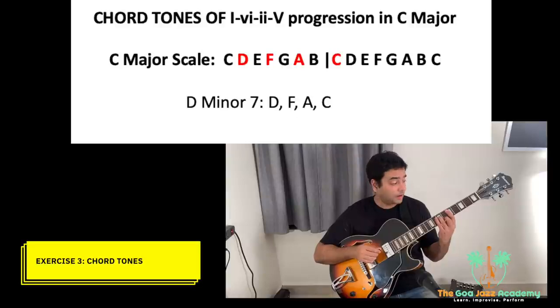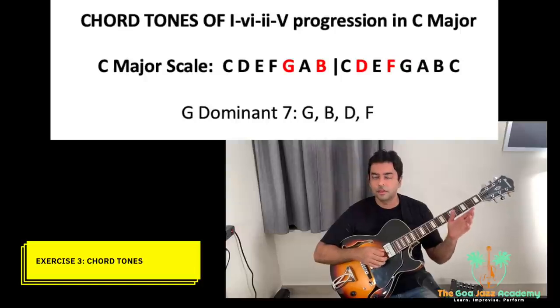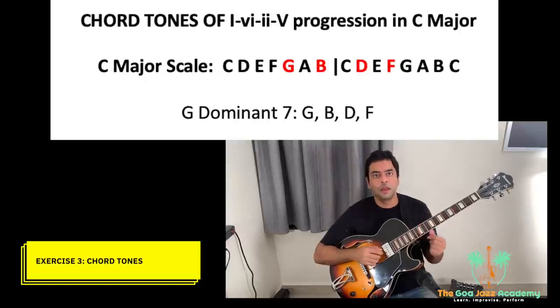D minor में हमारे chord tones क्या हैं? We have D, F, A, C. So the 3rd is F, the 5th is A, and the flat 7 is C. And then G7, we have G, B, D, F, where G is the root, B is the 3rd, D is the 5th, and F is the flat 7. Again, go back to lesson 3 in this series and review chord tones if you haven't already.